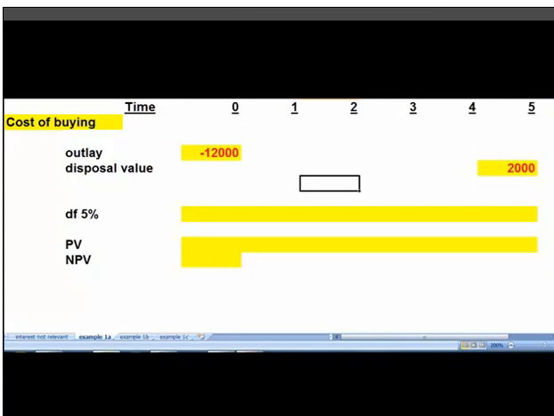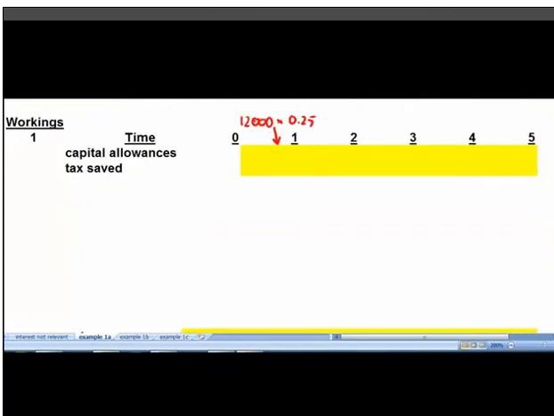Okay, let's look at the capital allowances. The first capital allowance will be 25% of the asset value of 12,000. So that will be 3,000, and we'll claim it at the end of the first year, time 1. And then once you've got the first writing down allowance, because this is a 25% reducing balance, you can multiply the first one by 0.75, that's a 25% reduction, and you're going to use that technique to get the next couple of years as well.